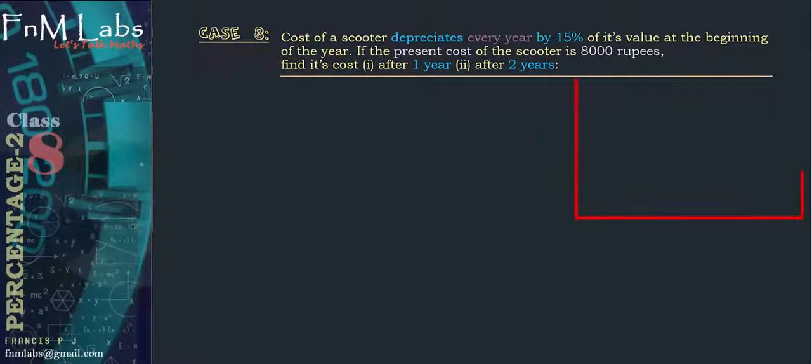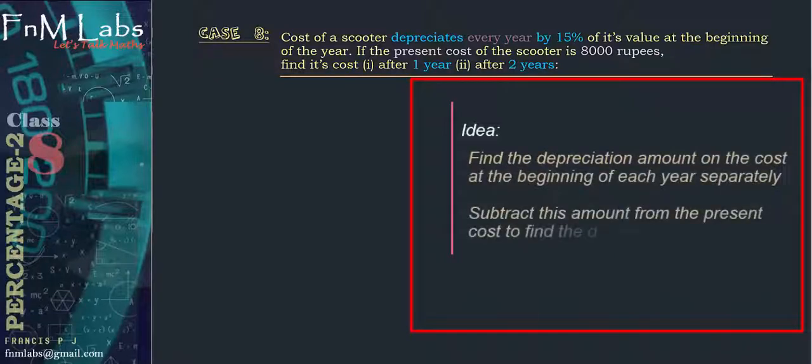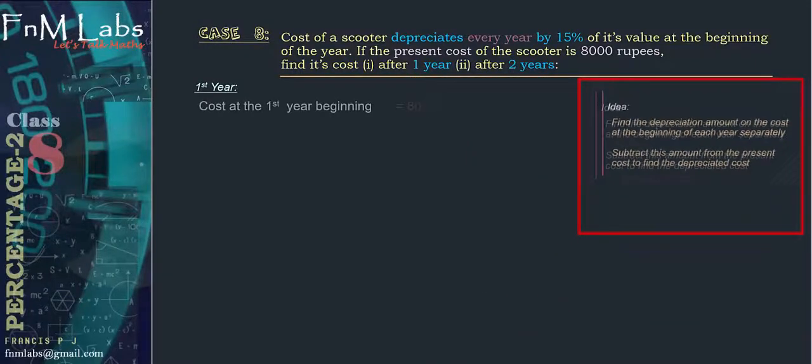So the idea is we need to find the depreciation amount on the cost at the beginning of each year. And once we find the depreciation amount, we need to subtract that amount from the present cost to find the depreciated cost. So we start with the first year.